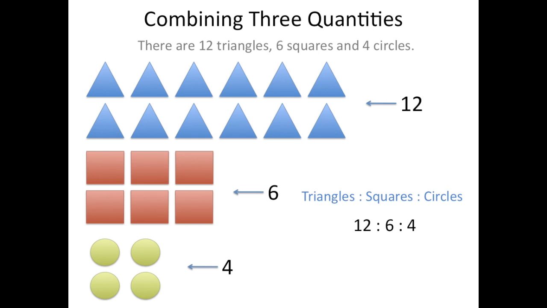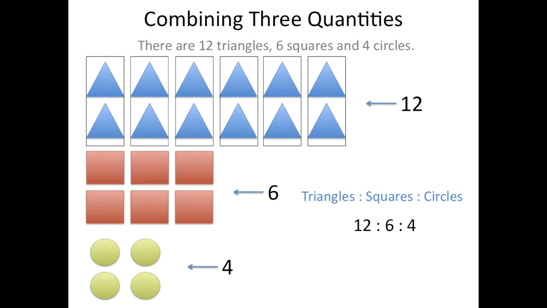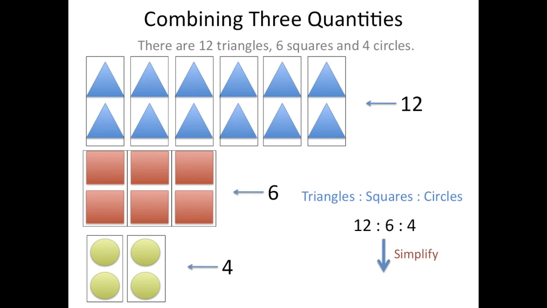Now, if I look closely here, I can see that each group can be put into groups of 2, or can be divided into 2. My triangles can be divided into groups of 2, so can my squares, and my circles can. So I now have 6 groups of triangles, 3 groups of squares, and 2 groups of circles. So we can simplify this by dividing all 3 quantities by 2. It's a common factor, so we want to divide by the common factor. So we will simplify, and when we simplify, the ratio is 6 to 3 to 2. And that's our final answer, so we can box that one.